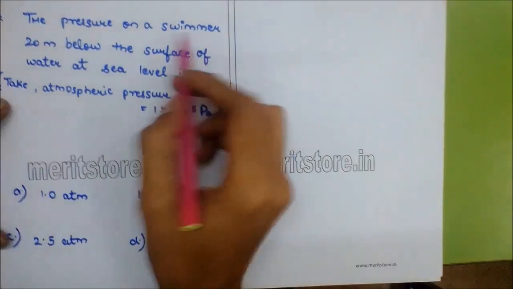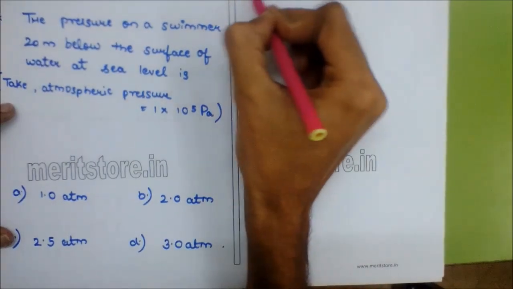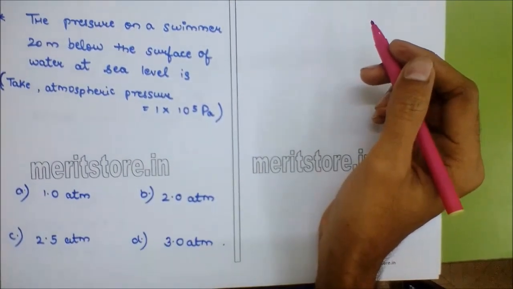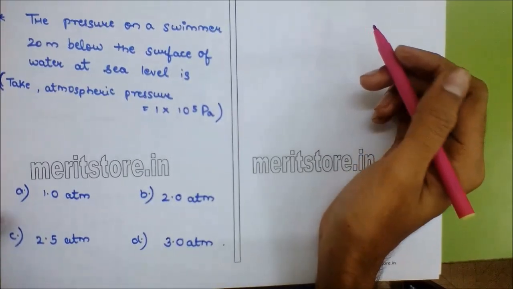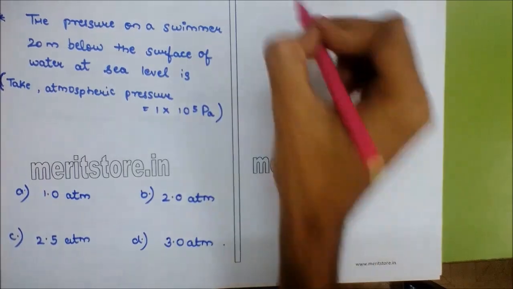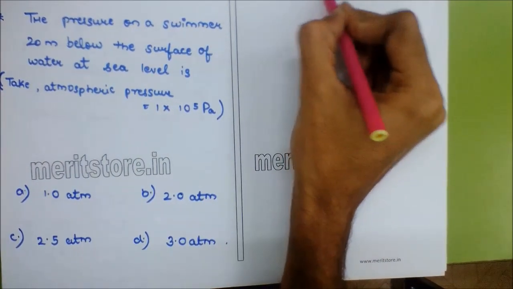The pressure on a swimmer 20 meters below the surface of the water at sea level is, take the atmospheric pressure to be 1 into 10 raised to 5 pascals. Options are 1 atmospheric pressure, 2 atmospheric pressure, 2.5 or 3.0. So basically we have been given the height below the water, that is 20 meters.